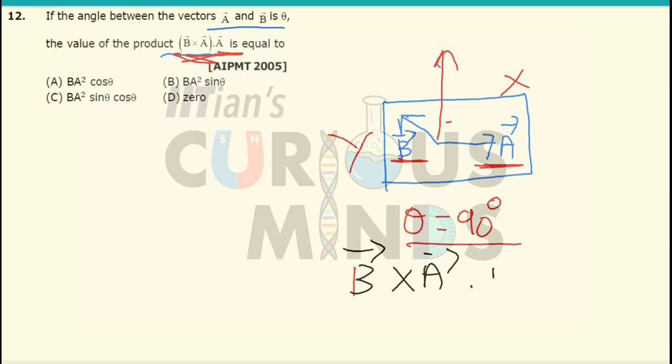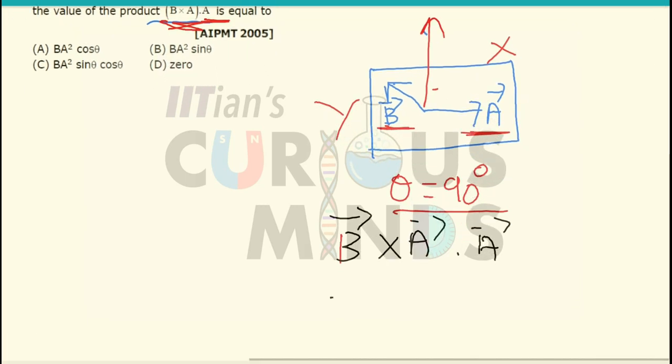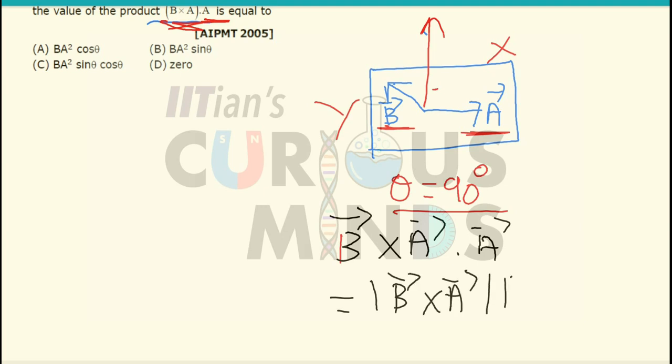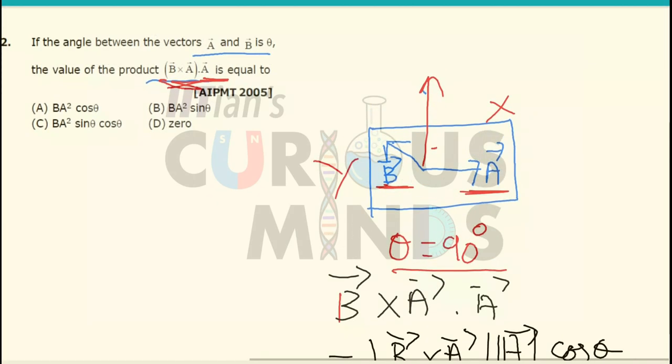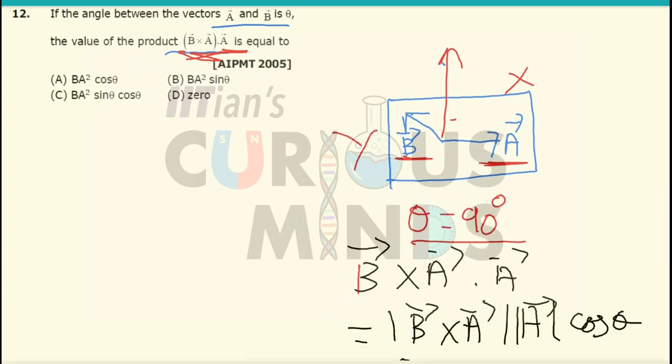dot a will be equal to the magnitude of this part into the magnitude of this part into the magnitude of a into cos theta, and since cos 90 is equal to 0, this will give me the answer as 0. So the correct answer over here is option number D.